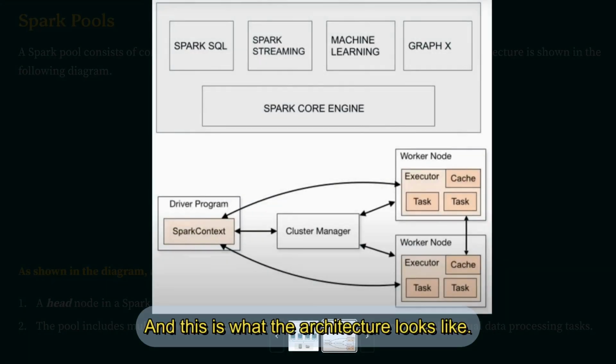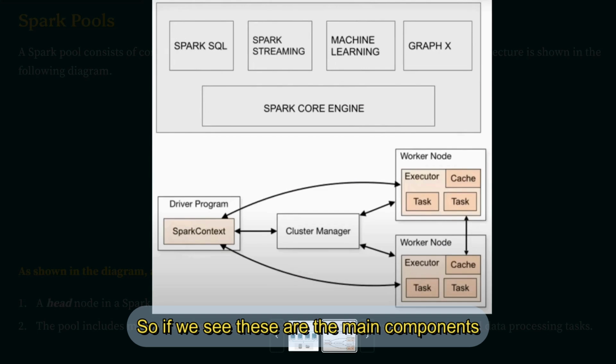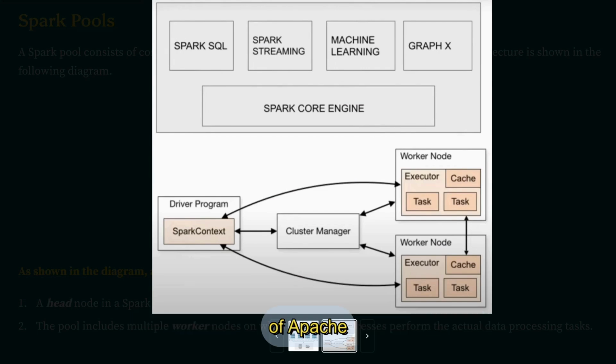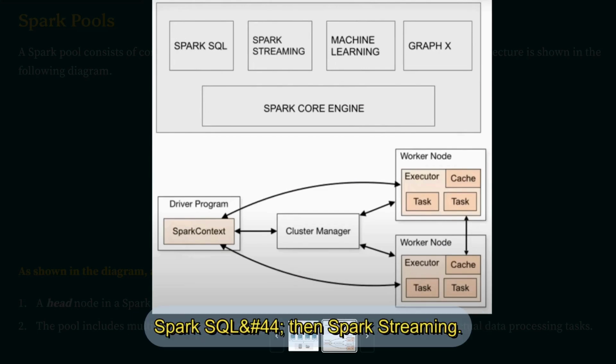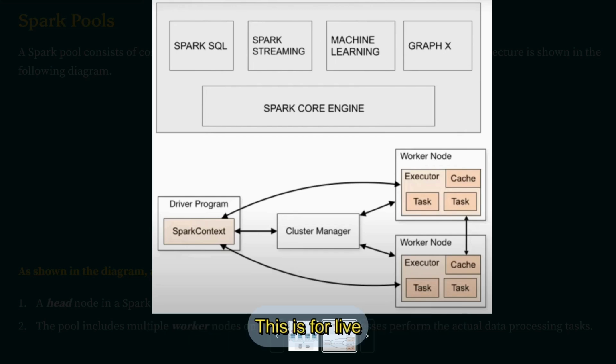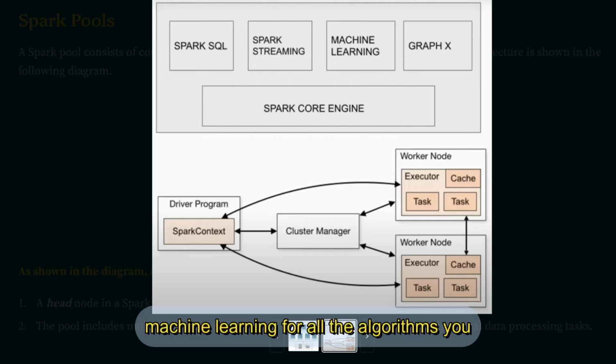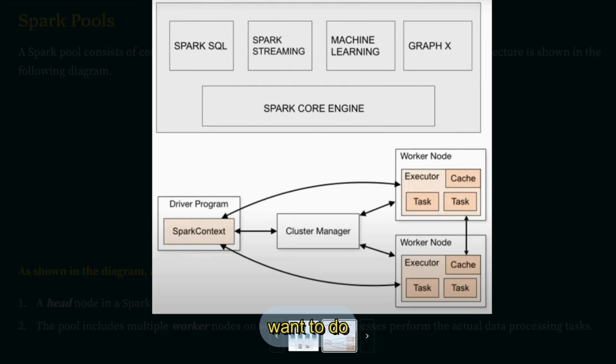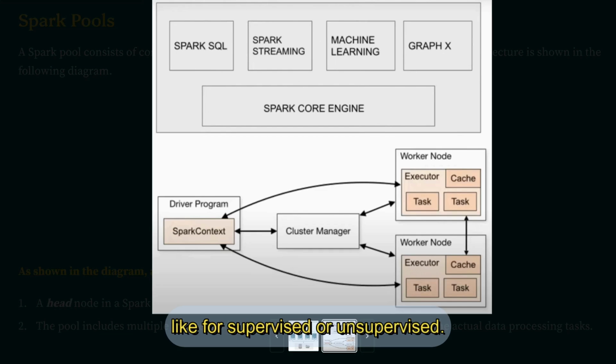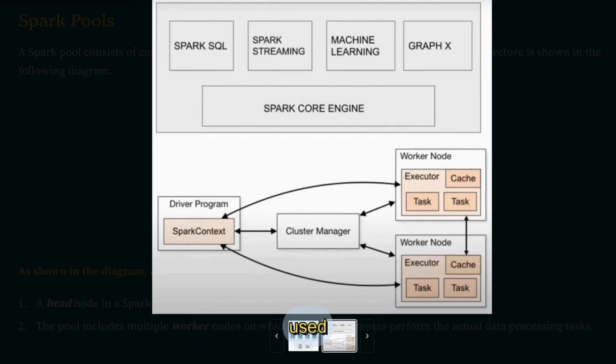And this is what the architecture looks like. So if we see, these are the main components of Apache Spark: Spark SQL, then Spark Streaming. This is for live data. Machine learning is for all the algorithms you want to run, like supervised or unsupervised. Then we have GraphX. And this is the Spark core engine. This is important. This is used to get the data flowing in the system, right?